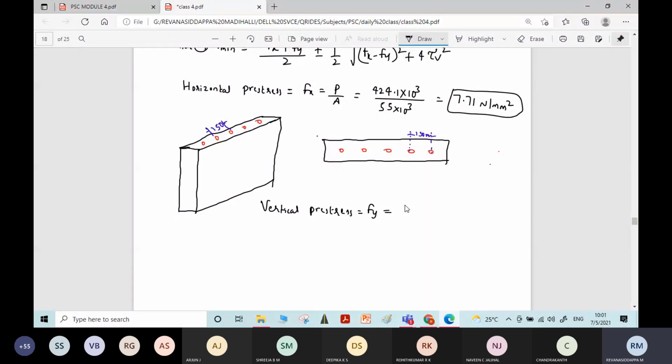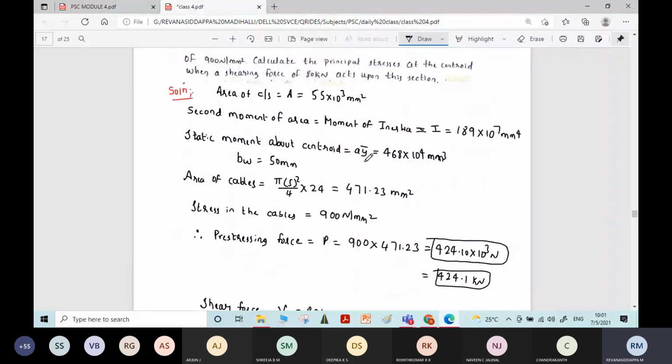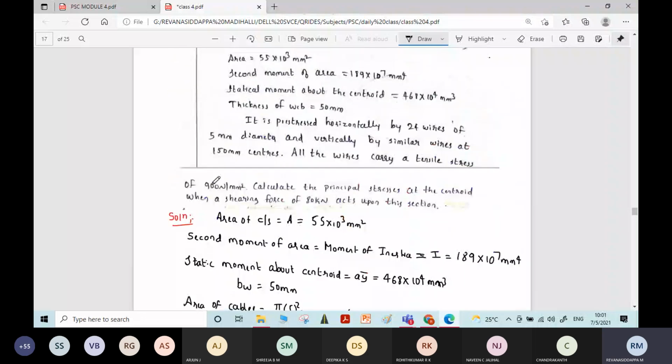A. Okay, now to calculate this vertical pre-stress, what we will do is consider one particular bar. For one particular bar we will calculate the vertical pre-stress. So for one bar, the stress which is acting on the bar is given. What is the stress acting on the bar? It is tensile stress 900 Newton per mm square.